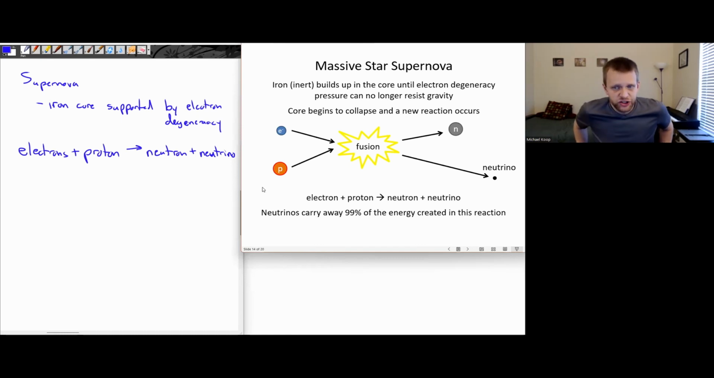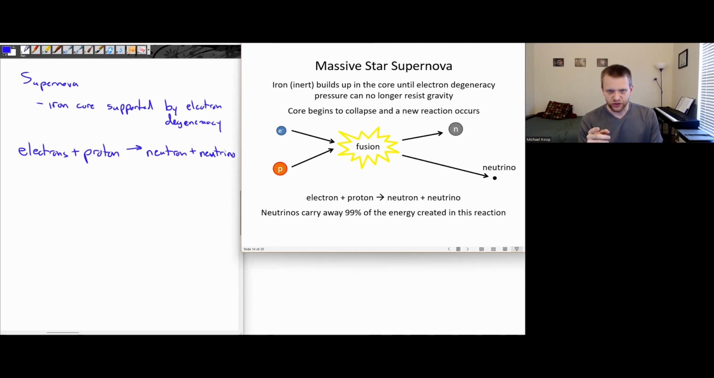And in this reaction, the neutrinos actually carry away the vast majority of the energy produced. For every proton that's in this iron core, when it fuses with an electron, it's going to give a neutrino away. A neutrino is going to fly off of this thing in absolutely tremendous quantities. This reaction occurs extremely quickly.